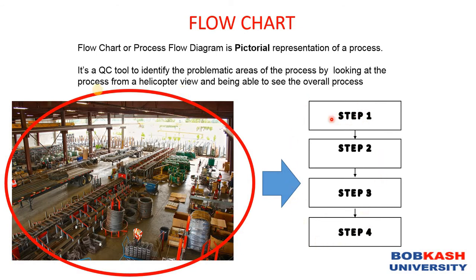We do this by pictorial representation. Now you see, it is very difficult to understand what is happening here, but on the right hand side it becomes very easy to understand what is happening on the left hand side. Step 1 we do this, step 2 we do this, step 3, step 4, and so on. It's very easy to visualize what is happening.